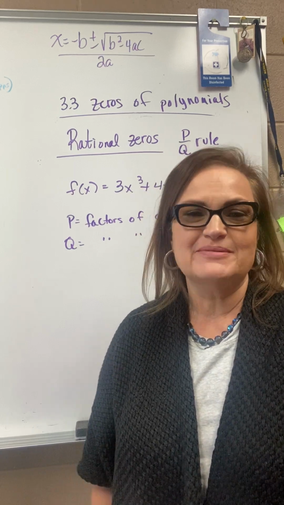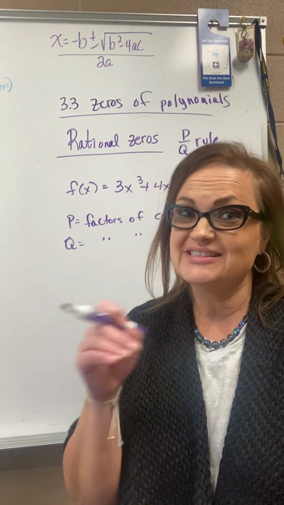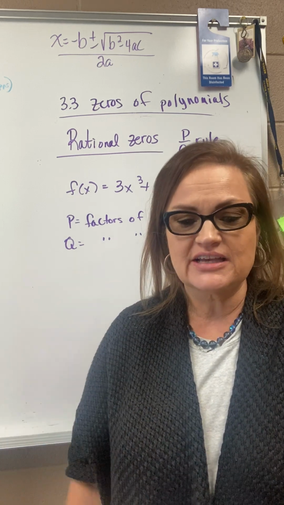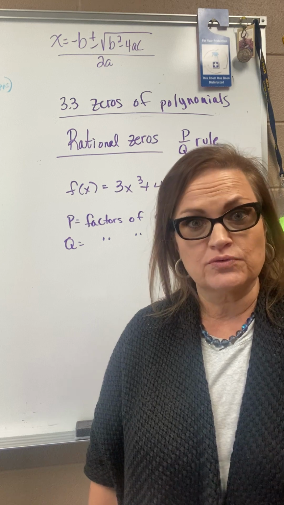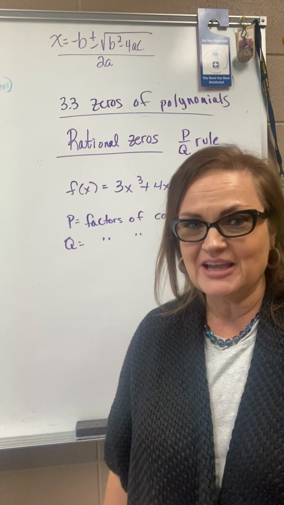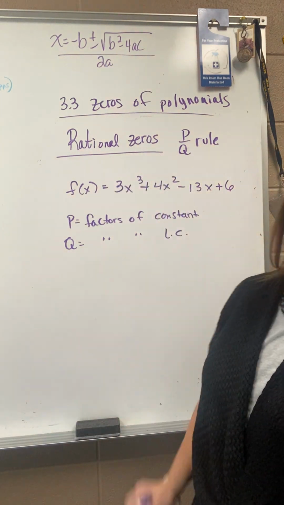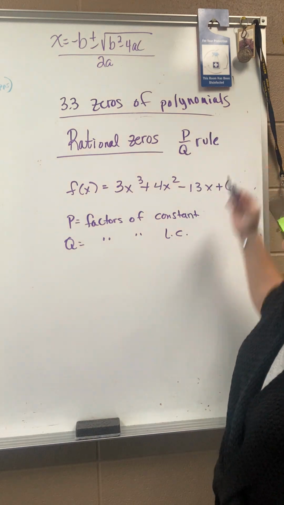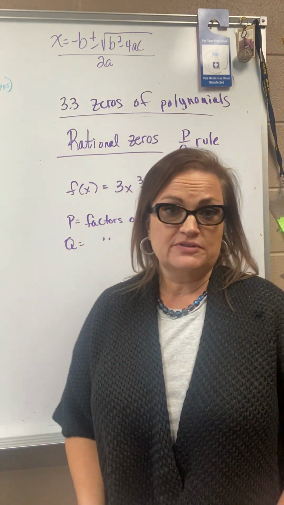Hey, so we're back talking about section 3.3, still the zeros of polynomials. One more thing we need to address in this section is the P over Q rule. You'll find that in your note packet, towards one of the last couple of pages. It says the rational zeros theorem. The rational zeros theorem, also called the P over Q rule, helps us find the zeros of the polynomial.